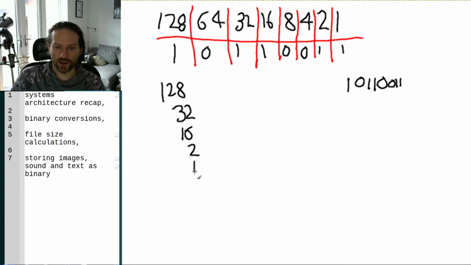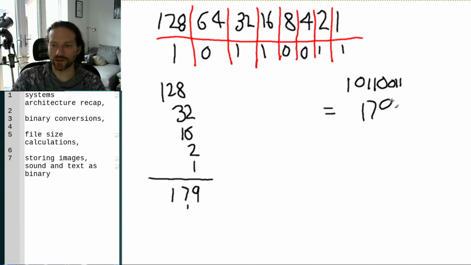All you need to do, once you've written those numbers down, is add them up. So 8, 9, 10, 16, 18, 19 for that column there. And then we have 2, 5, 6, 7 for that column there. And just 1 for that column there. So 1 0 1 1 0 0 1 1 is equal to 179 in denary.